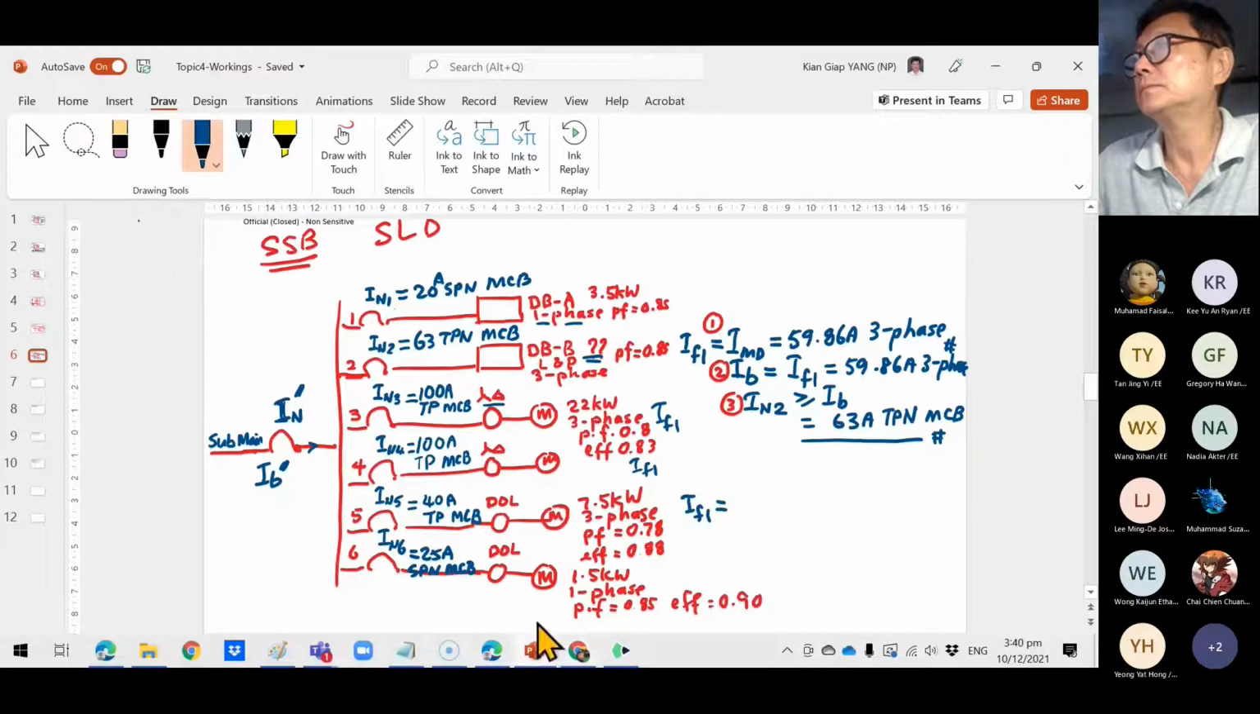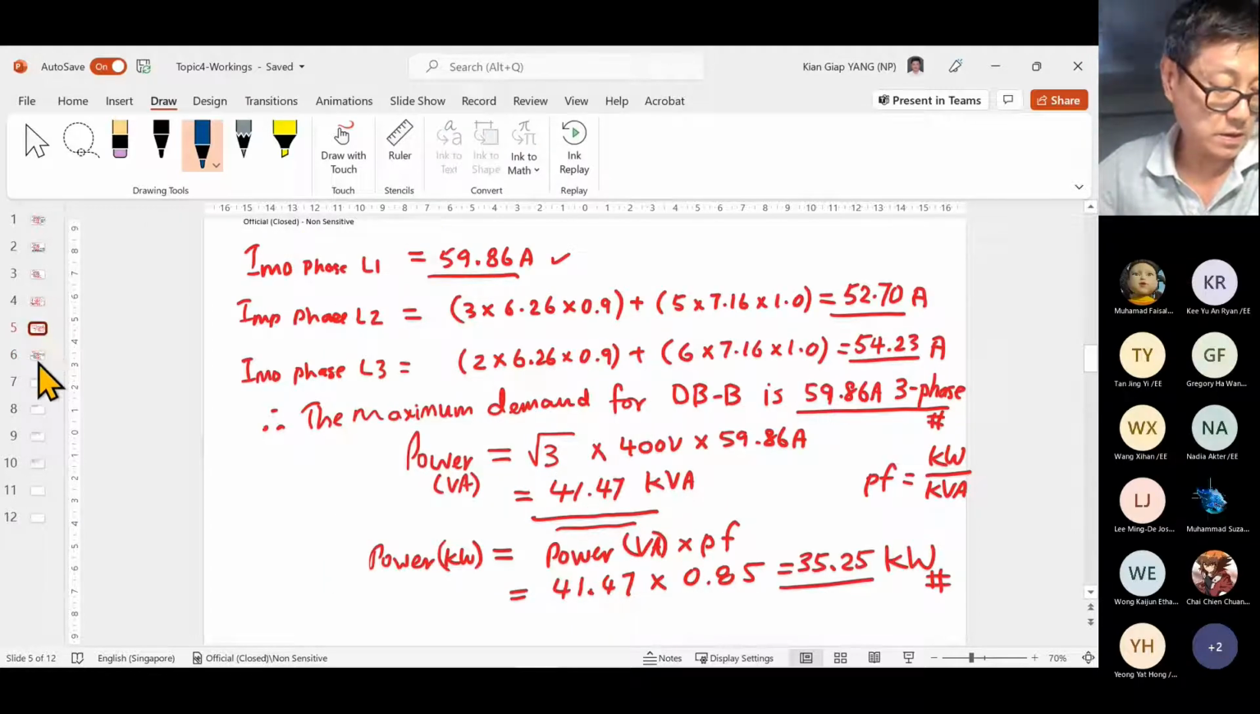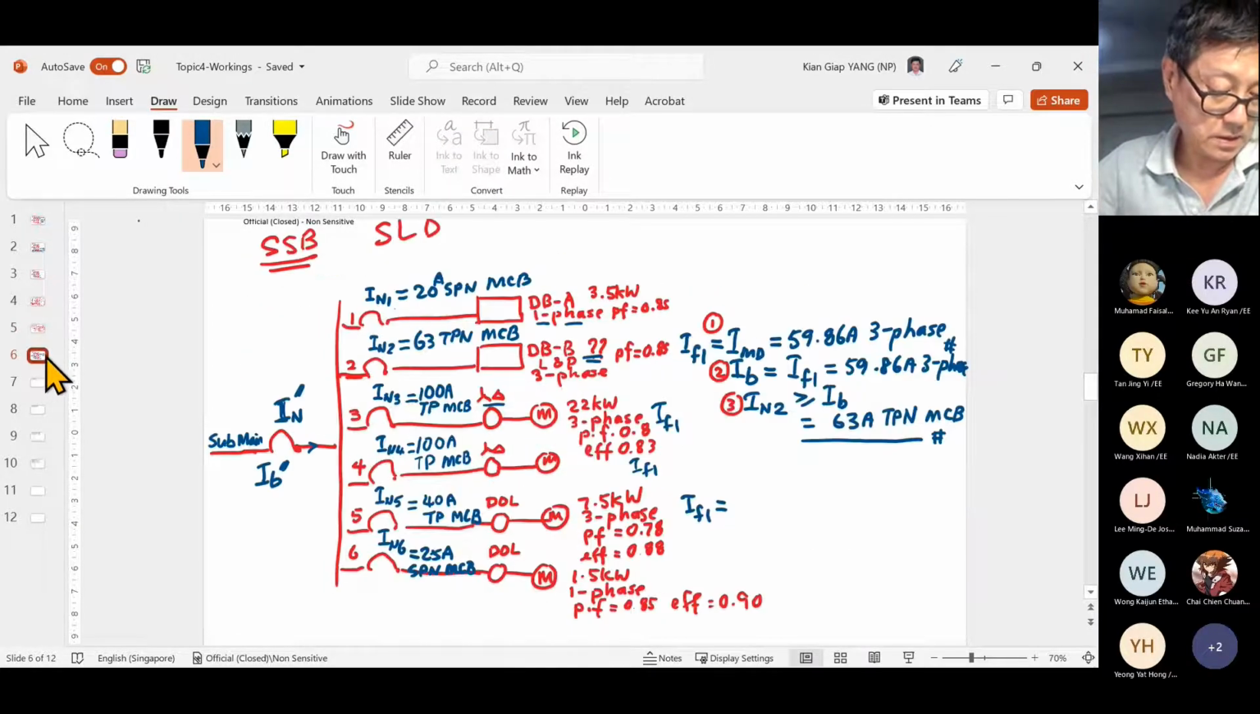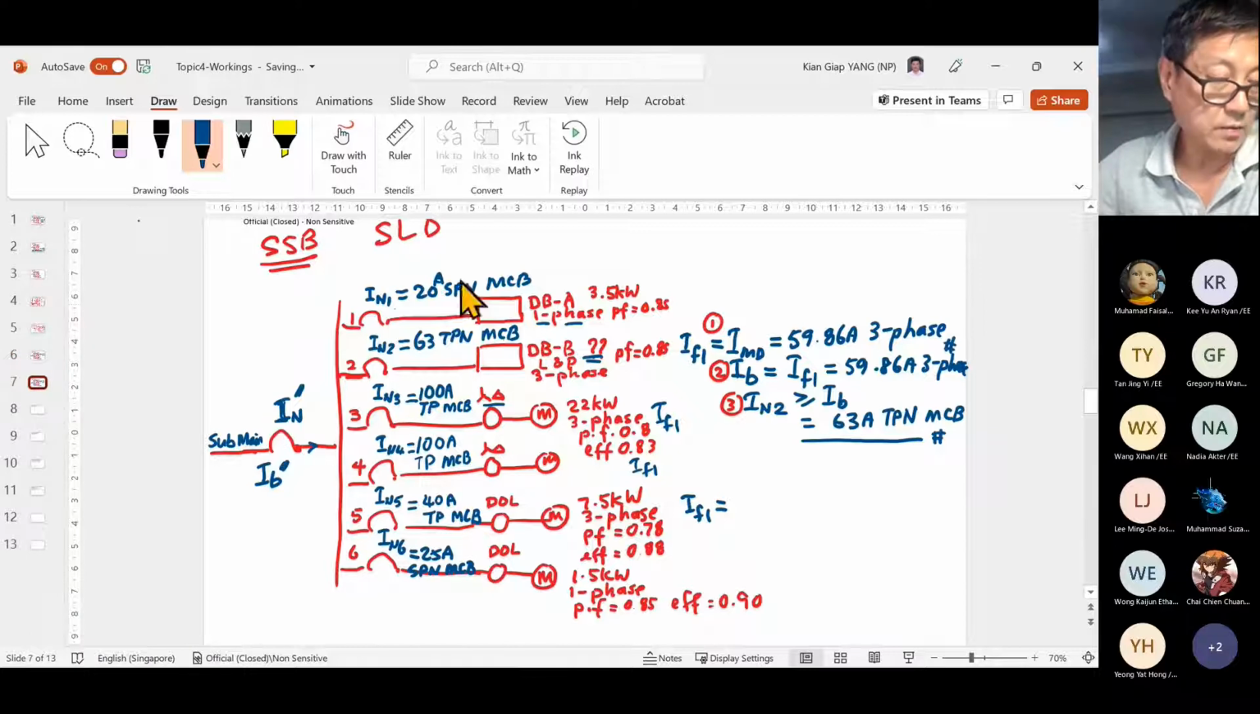Okay, so I'm going to go back to the calculation to finish up what we are doing today. In order to do that, I'm going to clean up this one. I'm going to duplicate this one. I'm going to take out all this first because I need the space here.